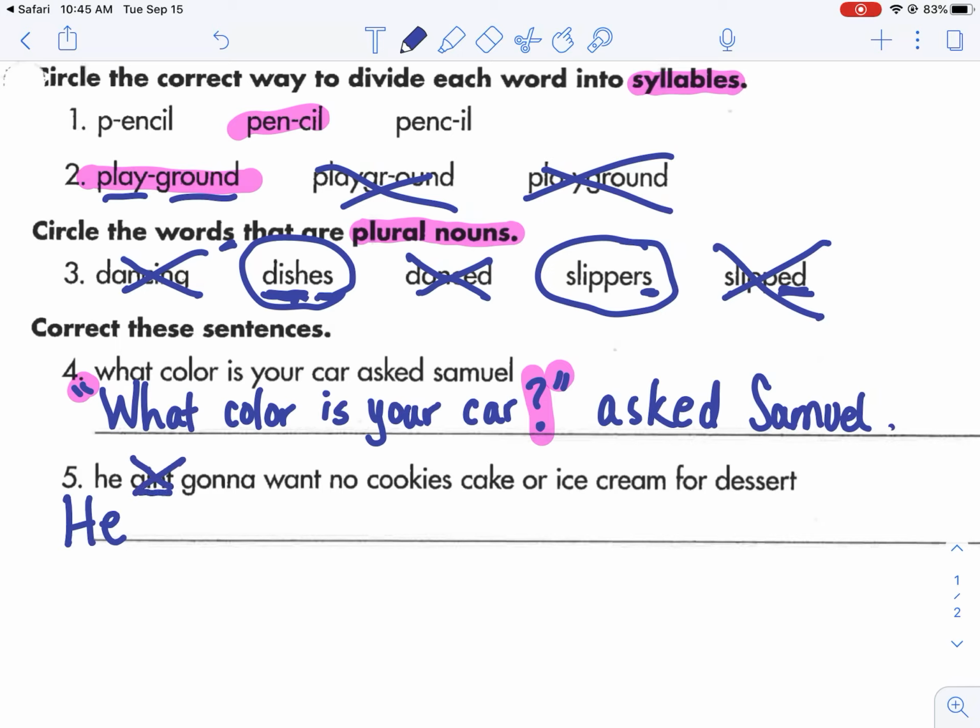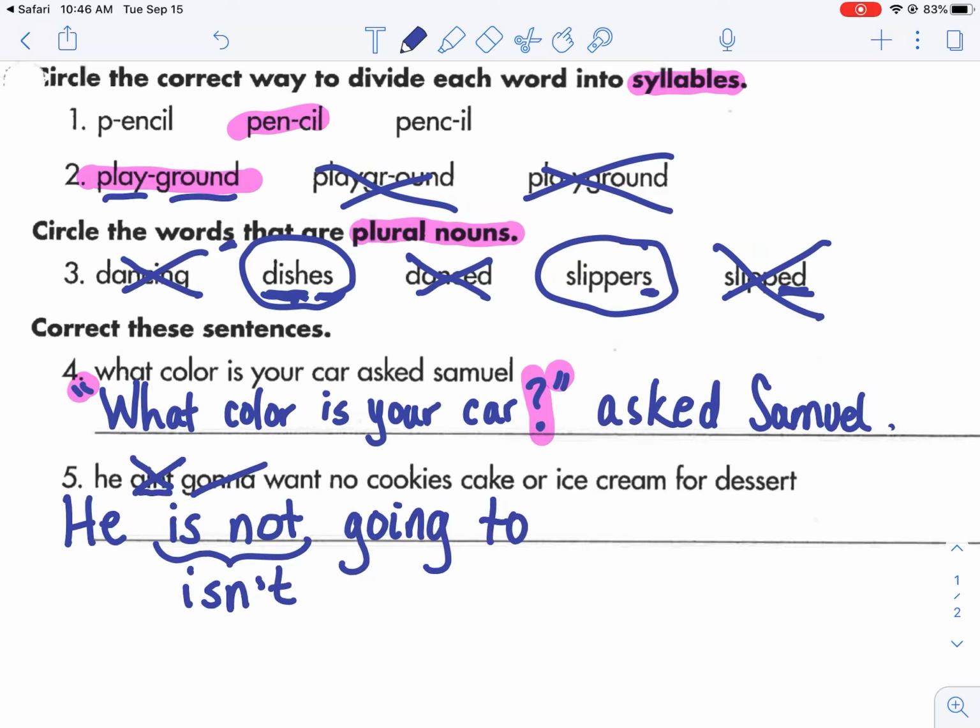It is not in the dictionary. Ain't is not in the dictionary. It is the wrong way to say he is not. Or you could make a contraction, isn't. So, he is not or isn't gonna want. Gonna is something people say all the time, but you do not want to write it like that. Here is how you write it. He is not going to. People say gonna, but what they mean is going to.